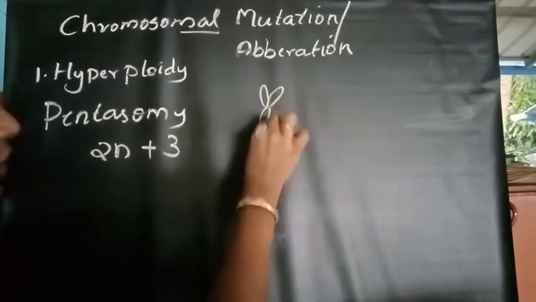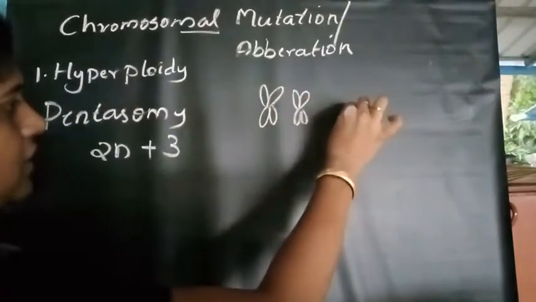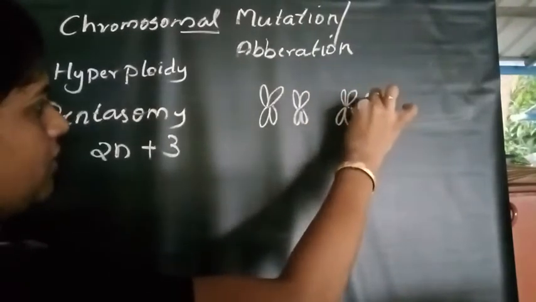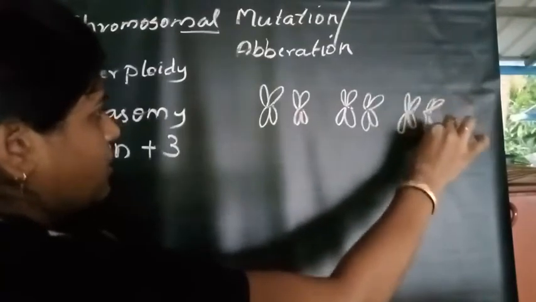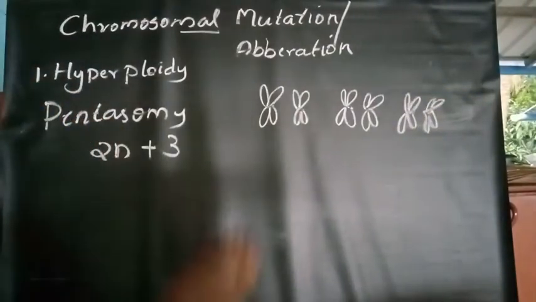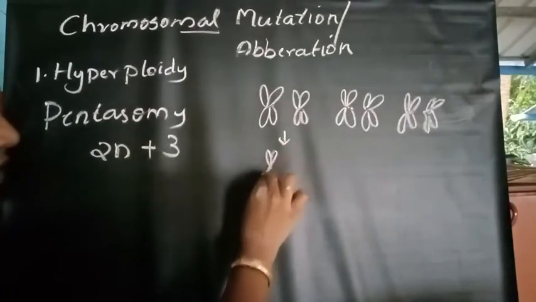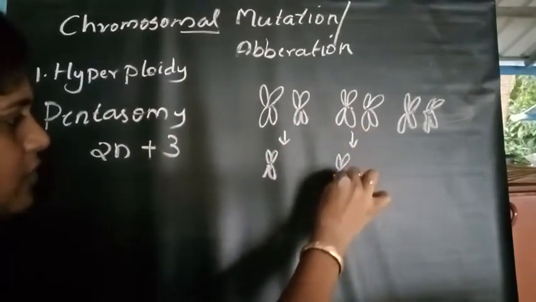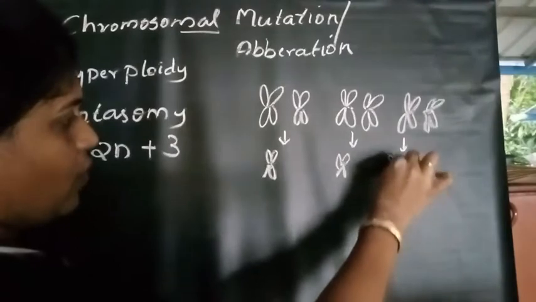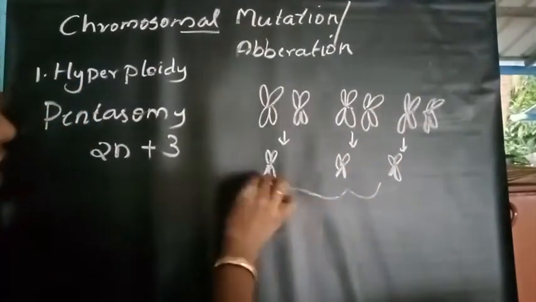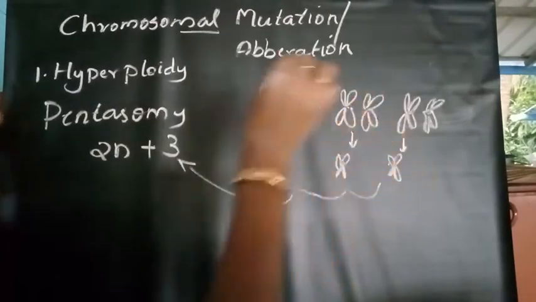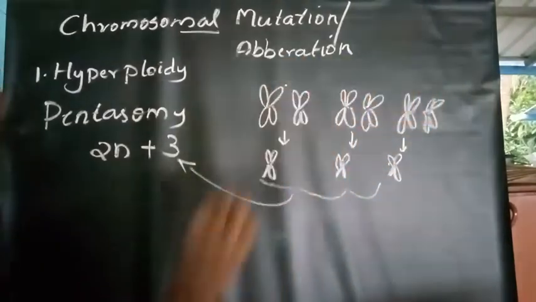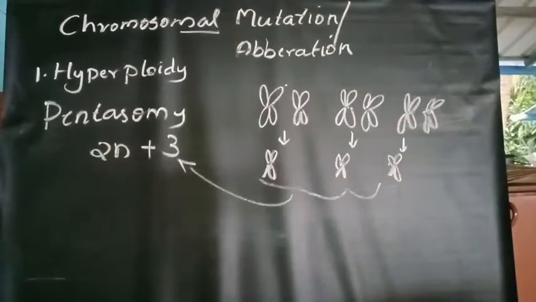For example, this is one chromosomal pair, this is another chromosomal pair, and this is another. Suppose these are three different chromosomal pairs. From here one chromosome is taken, here also one chromosome is taken, and from here also one chromosome is taken. These chromosomes are added. That is three different individual chromosomes from three different pairs. So that's all about pentasomy.